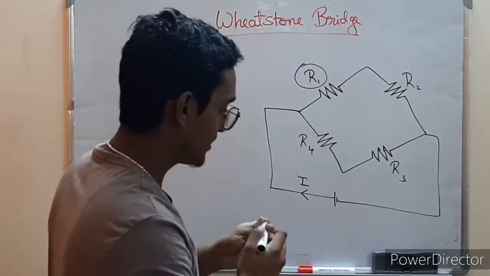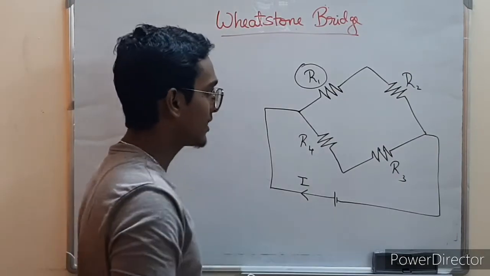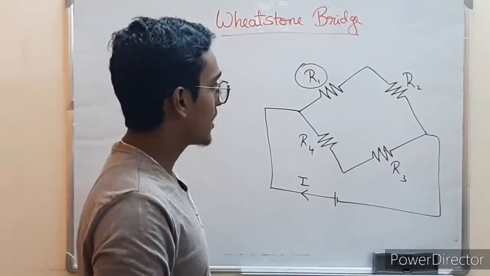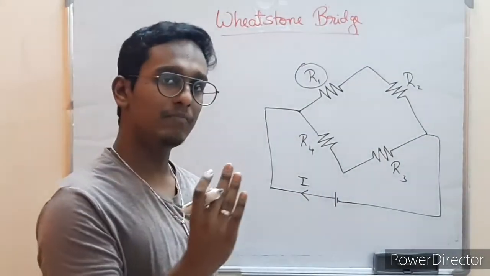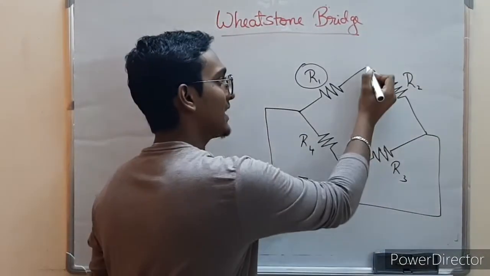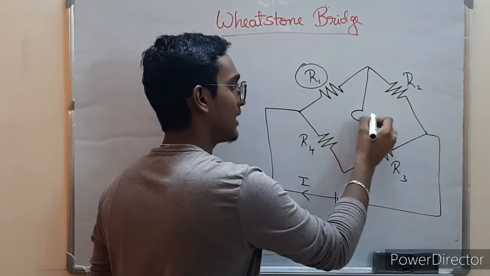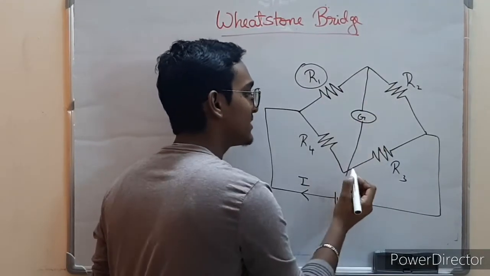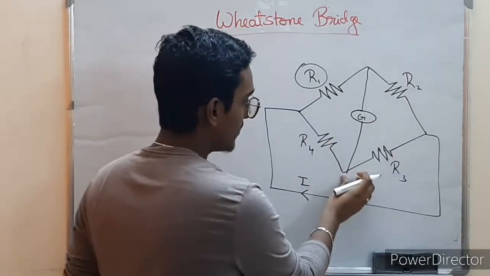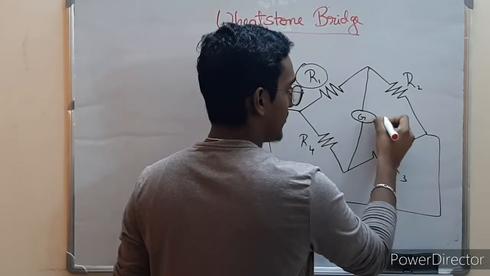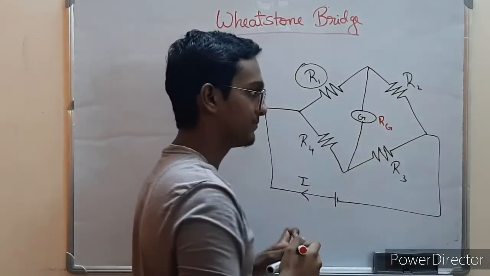Let me mark the currents with red marker. But there's one extra construction in the circuit, and that is the galvanometer, which is going to be connected from one arm to the other arm. The galvanometer has a resistance Rg, with a subscript G. Resistance of galvanometer is Rg.